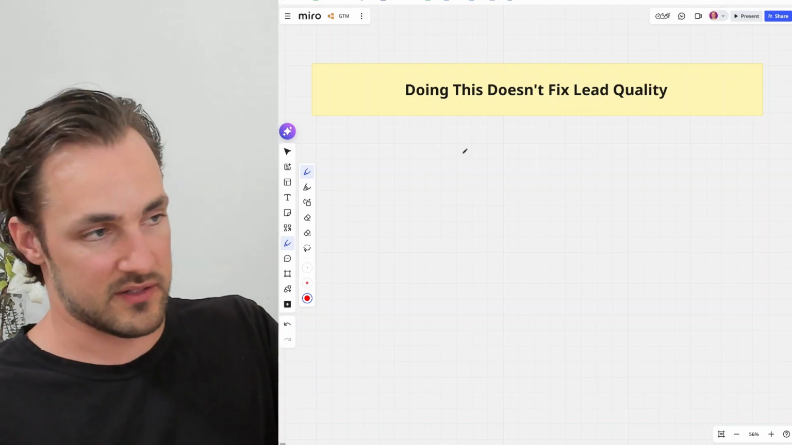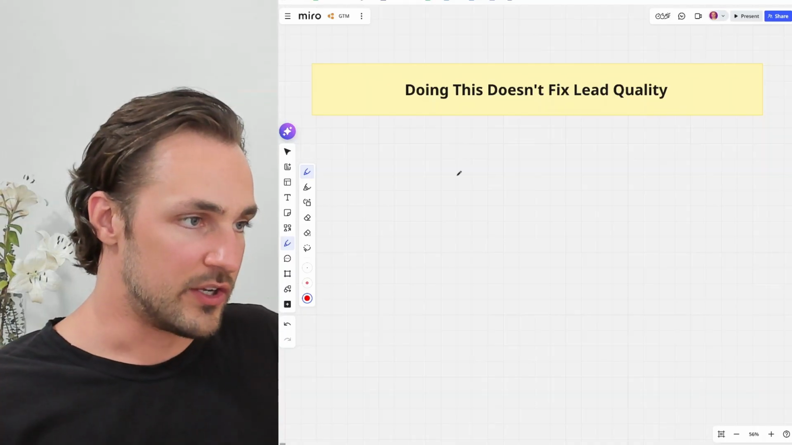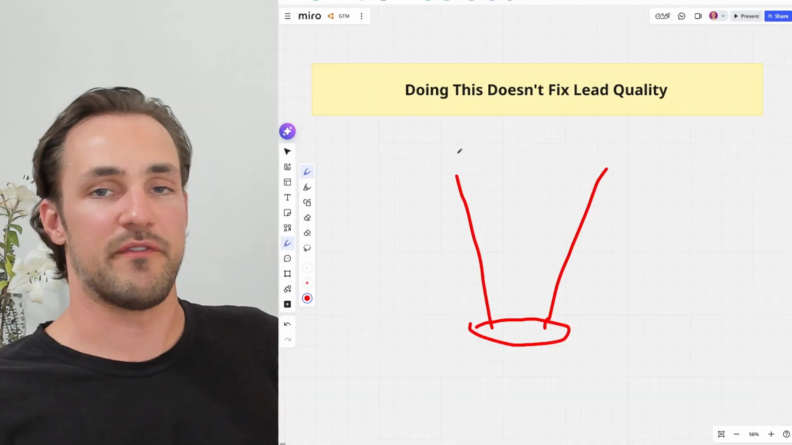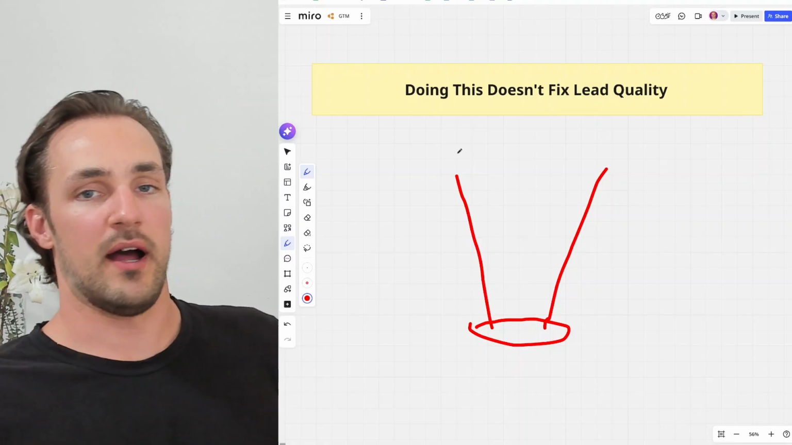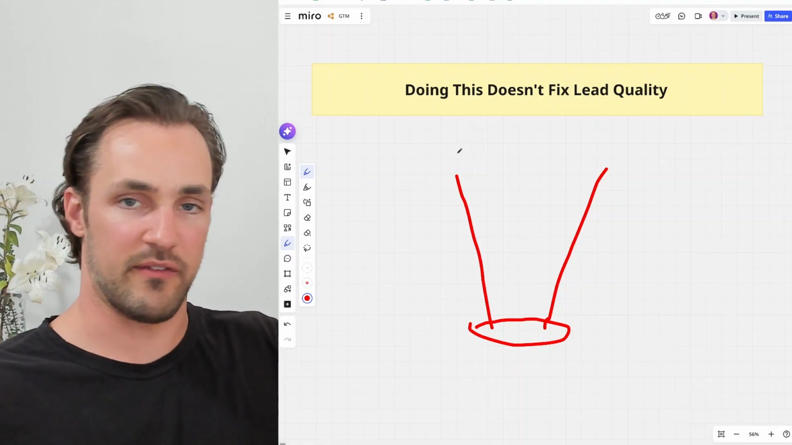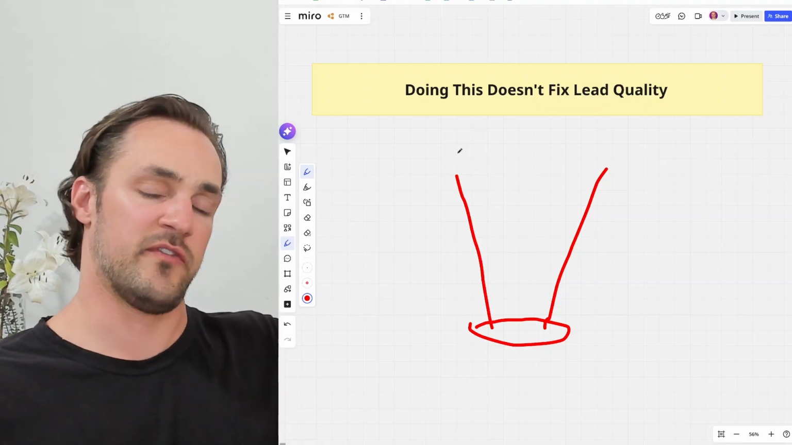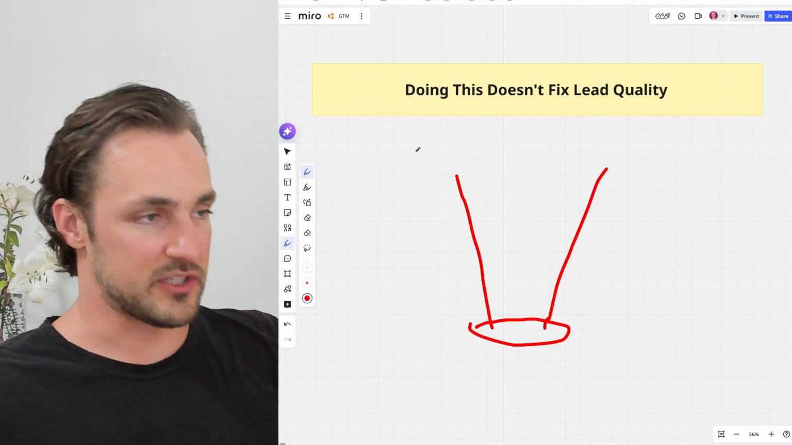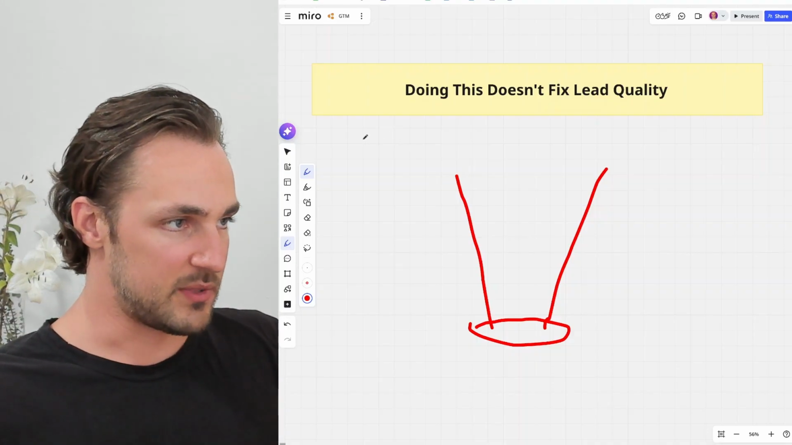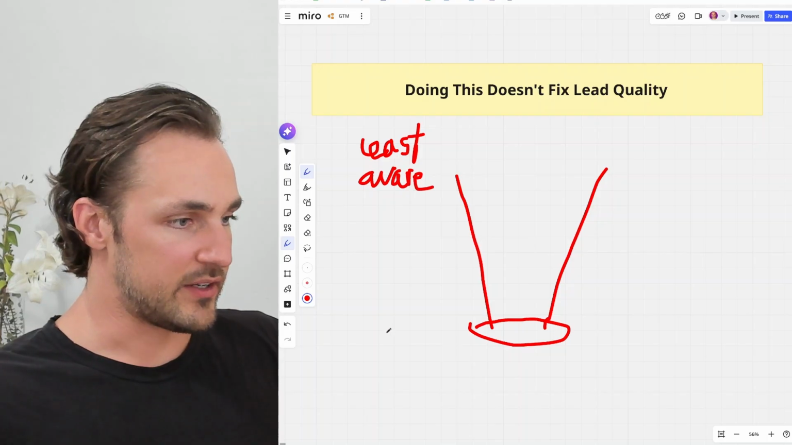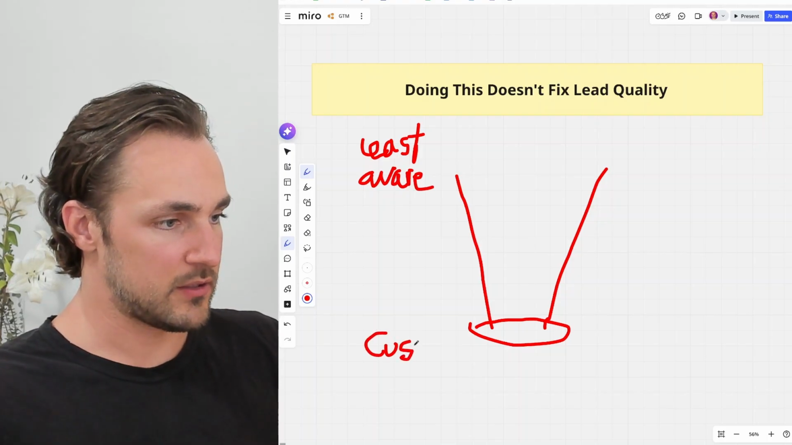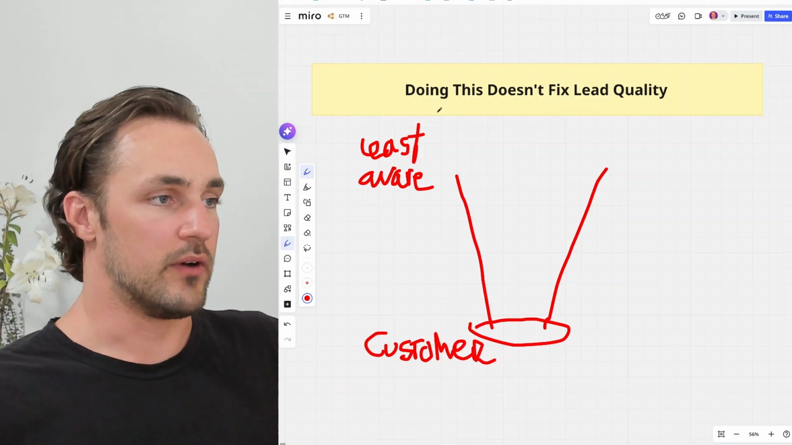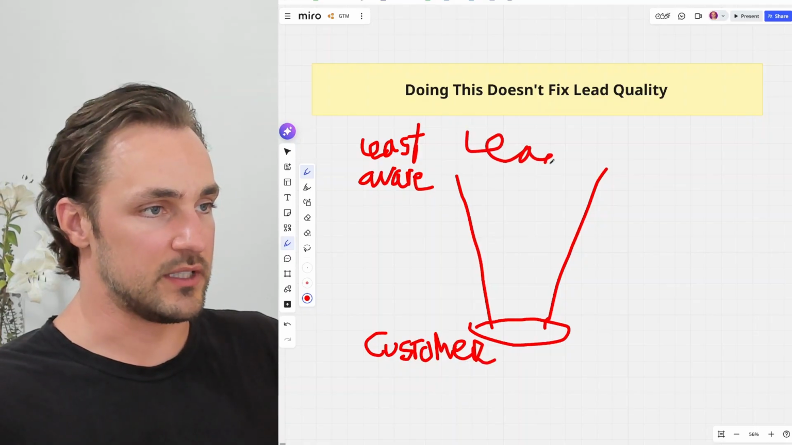And let me explain this in a quick visual, right? You have a funnel, which is basically a fancy way of saying you have a customer journey. From the time that they first hear of you, the time they first become aware of you, to the time they actually become a customer. So up here, they're going to be least aware, and down here, they're actually your customer, right? Up here, they're going to be a lead.